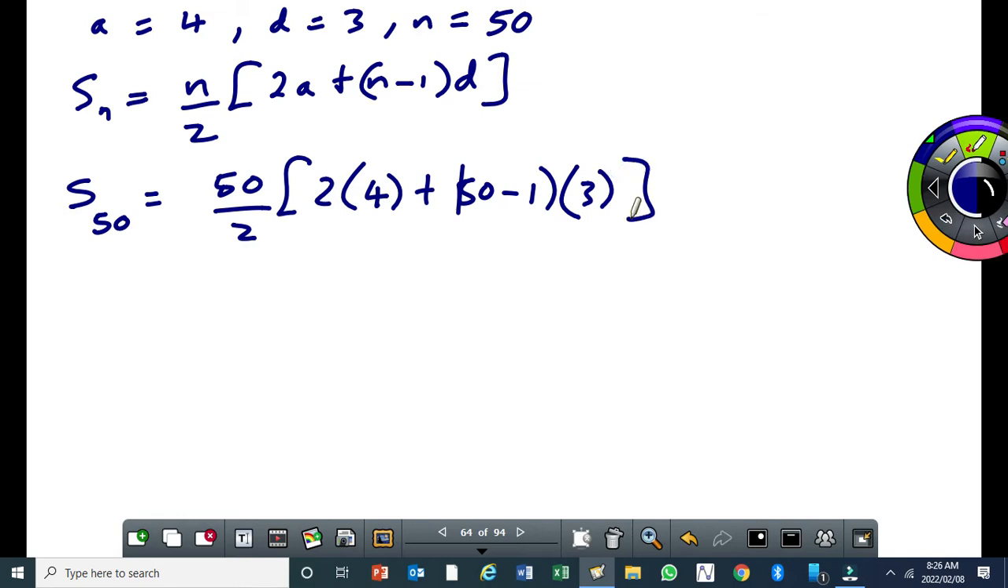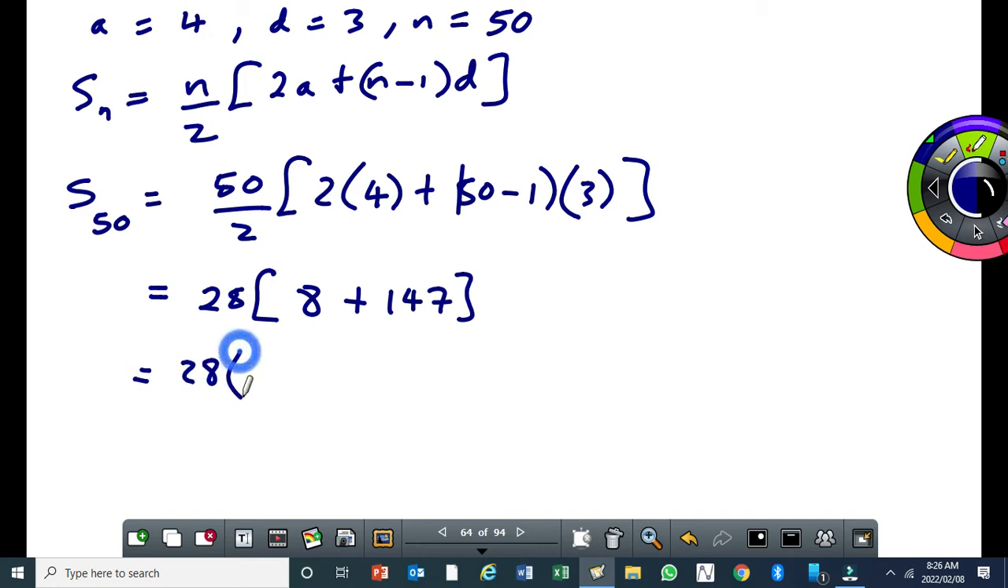Then you simplify this. You get 25 times 8, so that will be 49 times 3. So that will be 147. Yeah, because 40 times 3 is 120, 9 times 3 is 27. So this will be 147. So this will be the same as 25 times 155.